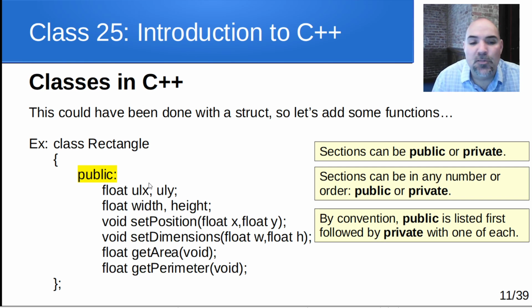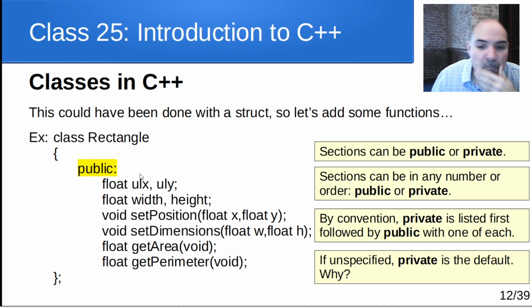But really, you could list each variable individually as public float ULX, public float ULY, public float width, and then you could switch to private and have some things private and some other things public. But that can be confusing, so by convention, it's done this way. Also by convention, I'm going to quickly mention that class names are generally capitalized to distinguish them from variables, which do not start with capital letters. One other thing is if it's unspecified, if you leave off public or private, or you have variables that are declared outside of a public or private section, the default is private.